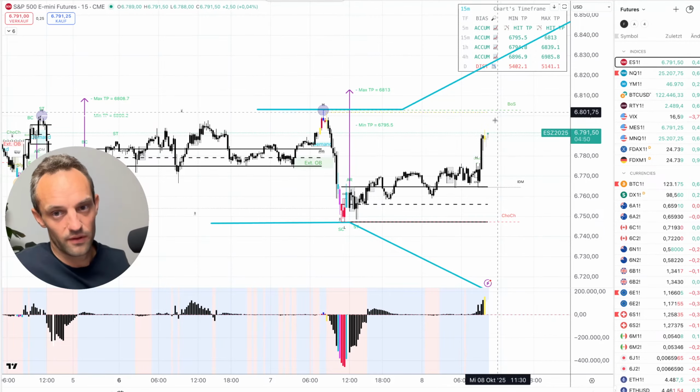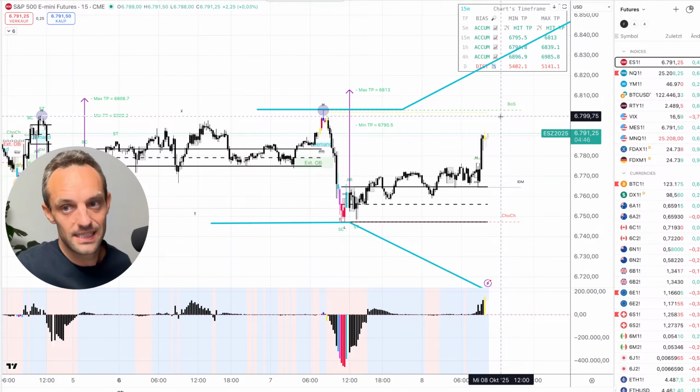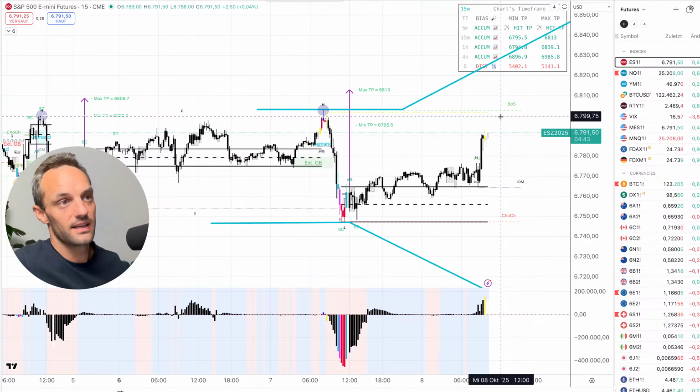I'm bullish for the indices, as mentioned, and I think we will see new all-time highs in the S&P and in the Nasdaq today or tomorrow.